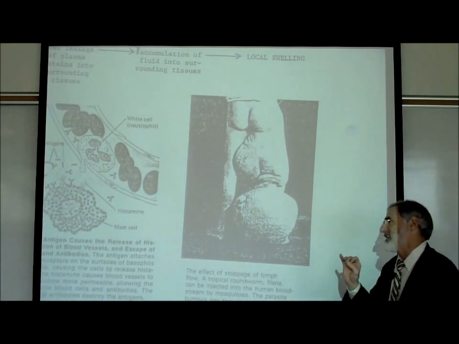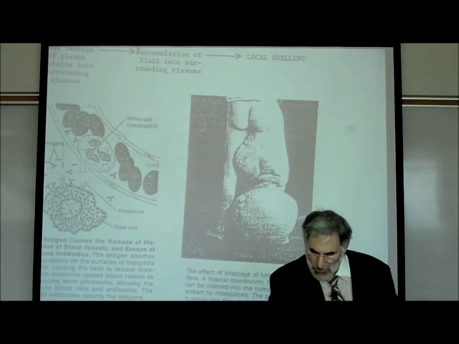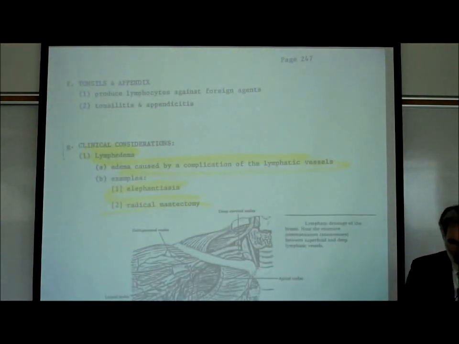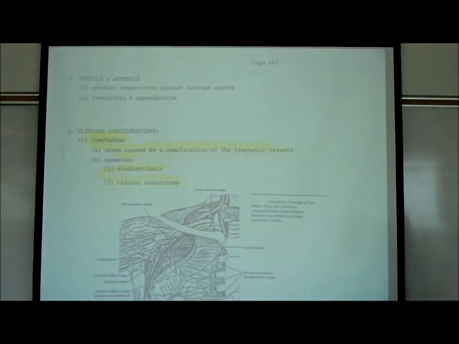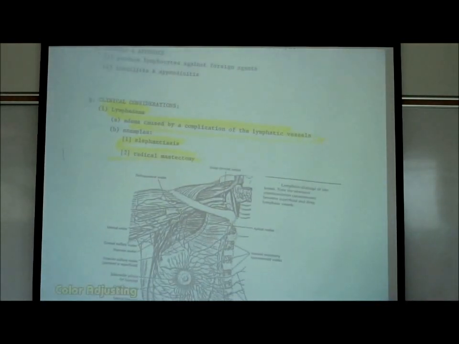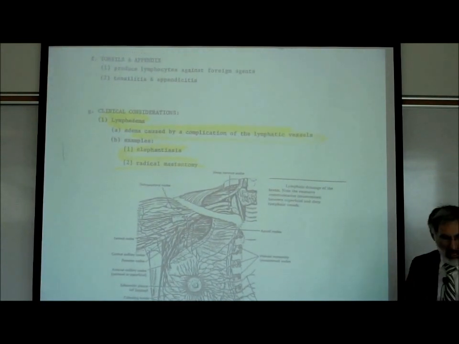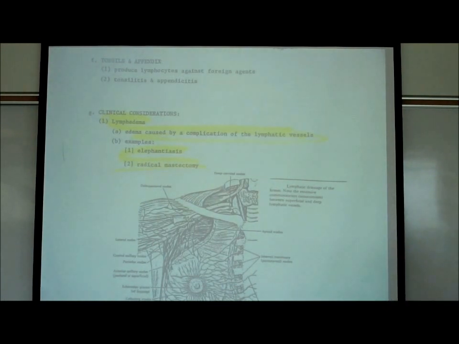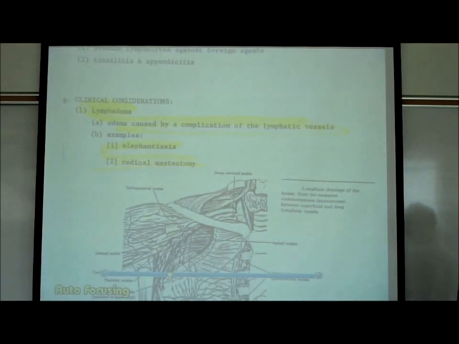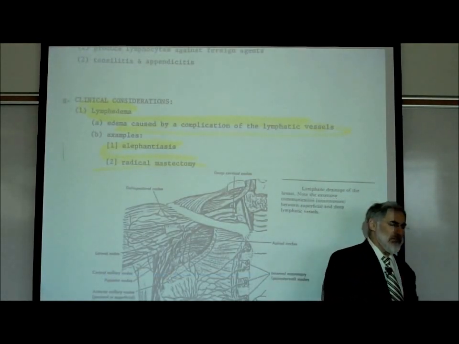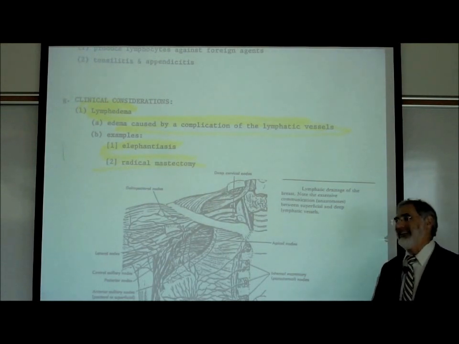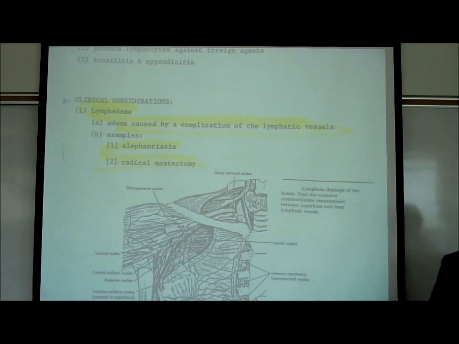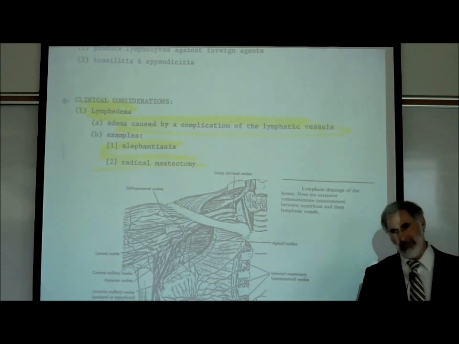I want to give you one more example of a lymphatic problem. Let's look at page 247. So what we're dealing with right here on page 247 is what's known as lymphedema. Edema caused by a complication of the lymphatic vessels. And we've already mentioned elephantiasis. Let me give you one more example that you're more likely to see. Even this is not that common, but you're more likely to see it than elephantiasis in this country. And that's what happens after a radical mastectomy.